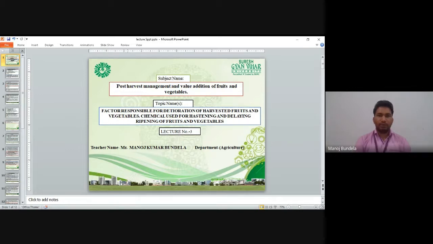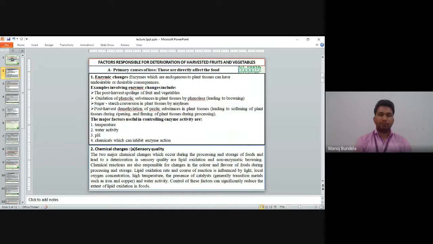In continuation of our last presentation, in this presentation we will continue with the factors responsible for the deterioration of harvested fruits and vegetables, and the chemicals used for harvesting and delaying the ripening of fruits and vegetables. So first we will discuss the factors responsible for deterioration of harvested fruits and vegetables. There are two types of causes. First one is primary causes, second one is chemical causes.